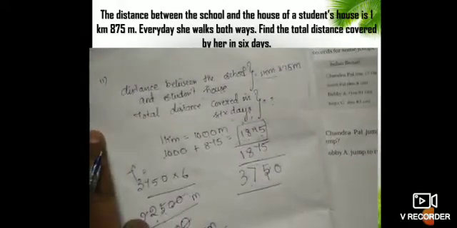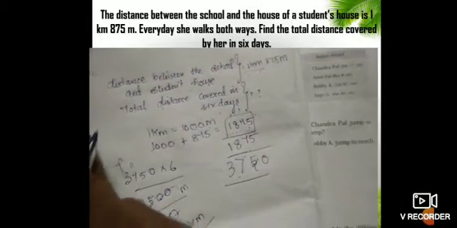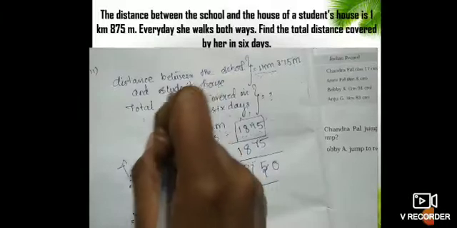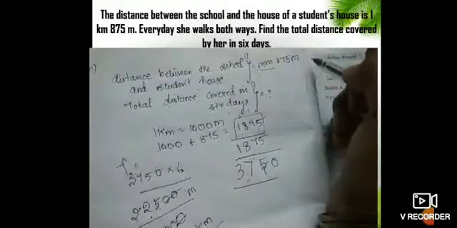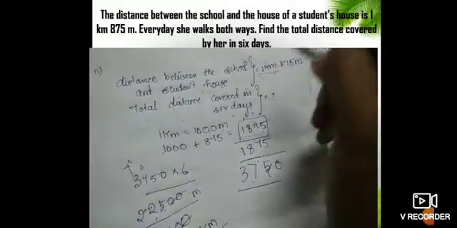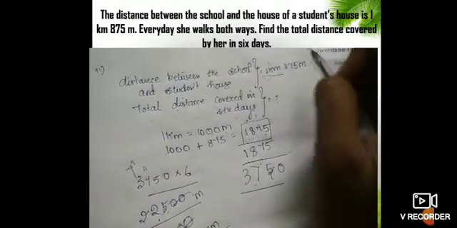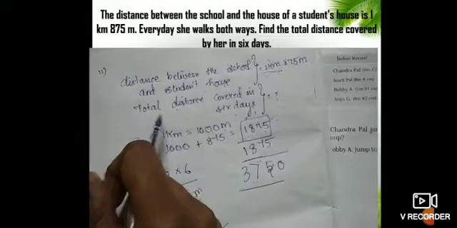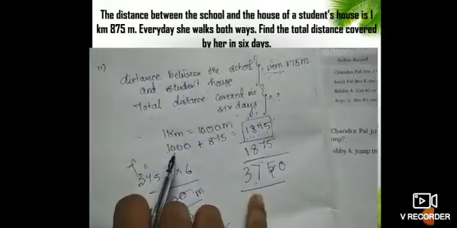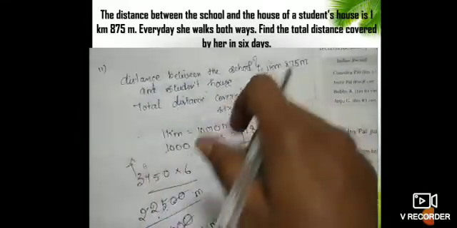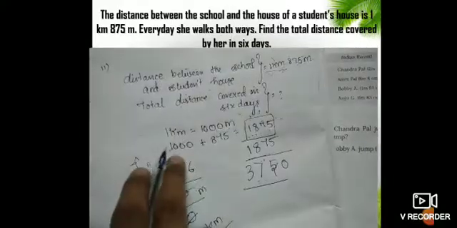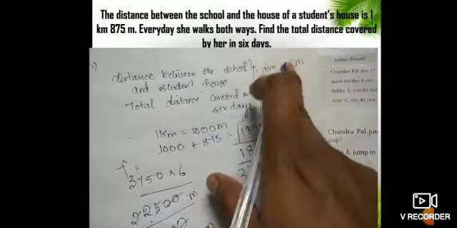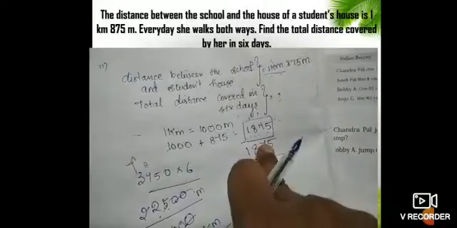Once again I explain this, children. First, what is the given data? Distance between the school and student's house is 1 kilometer 875. So the return distance is another 1 kilometer and 875 meter, right? So we have to calculate the total distance covered in 6 days. Okay. Let us convert this kilometer to meter. So 1 kilometer equal to 1000 meter. Then 1000 plus 875 equal to 1875.